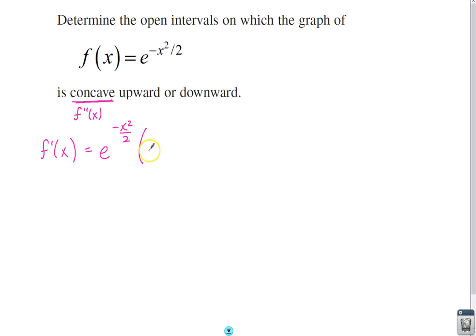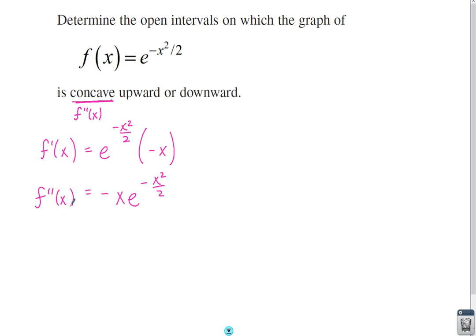Which is just, you know, negative x. Okay, clean that up just a smidge, and you have the derivative is negative x e to the negative x squared over 2. Okay, well, that is our first derivative. I need to determine concavity, so I need to do my second derivative.